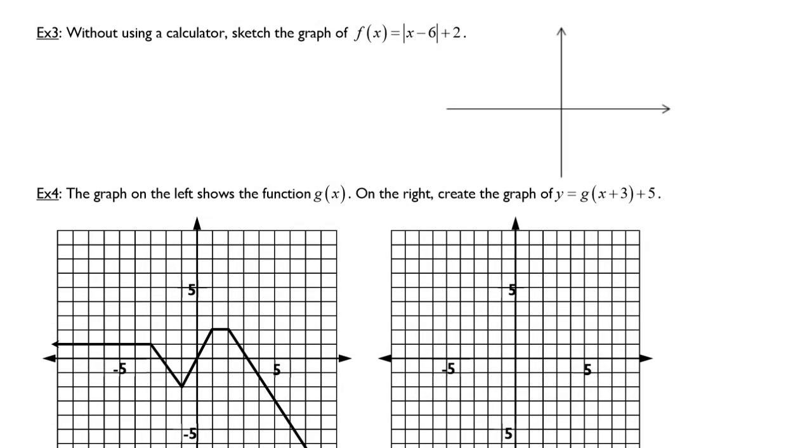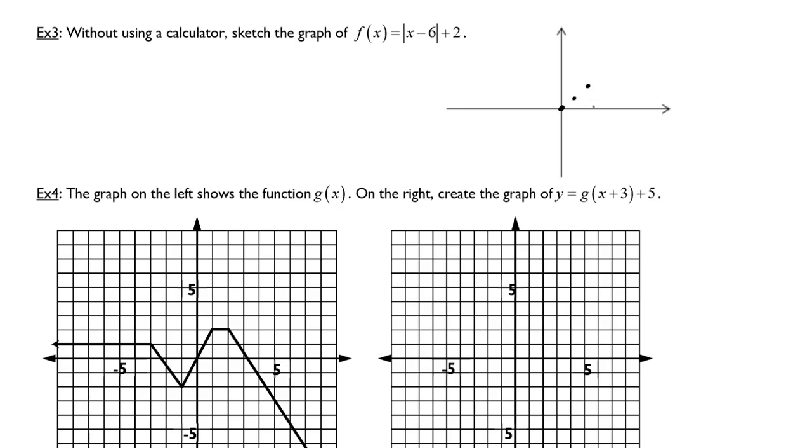Without using a calculator, sketch the graph f of x equals the absolute value of x minus 6 plus 2. What this is asking is for you to combine both the vertical and the horizontal shifts. We know that a standard absolute value function is a V-shape.